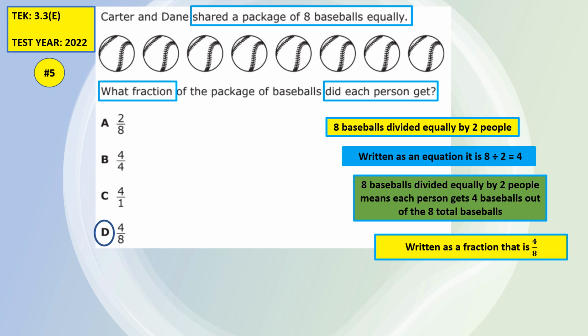Now, if you were able to figure that out on your own, you are amazing. If not, still amazing. But this is just a skill that you might need to work on. Let's look at the next question.